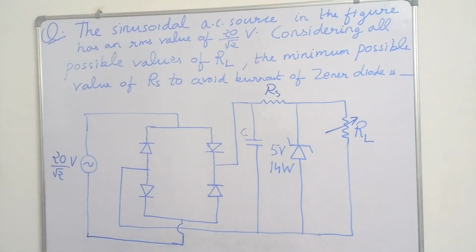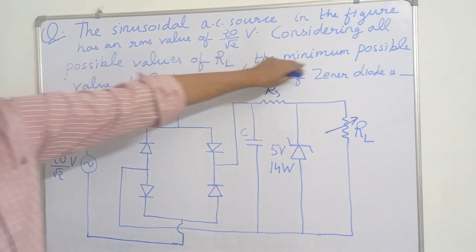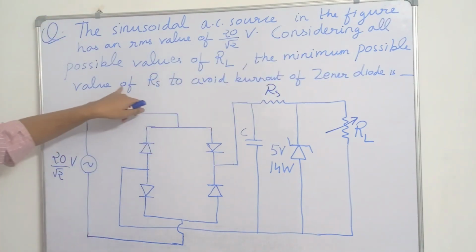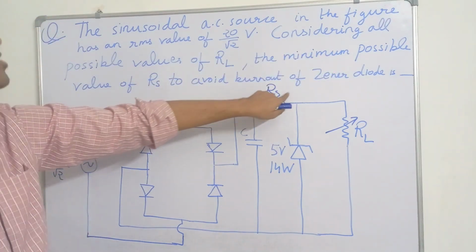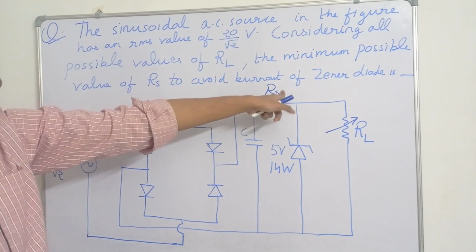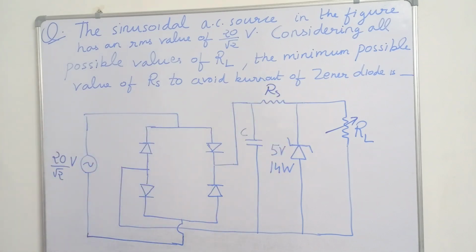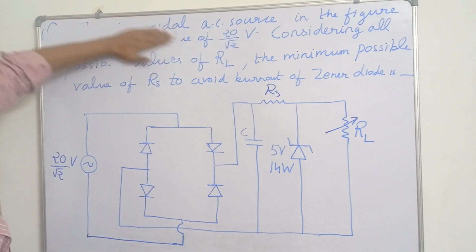So this is a case of load regulation, because RL is variable. We have to find the minimum possible value of Rs. For this resistance we have to find the minimum possible value to avoid burn out of Zener diode. So let's try to solve this question.